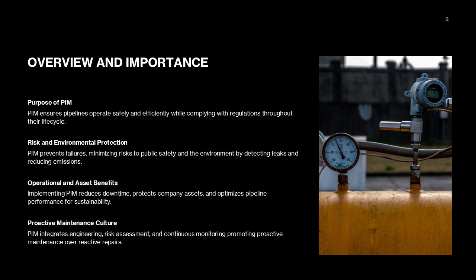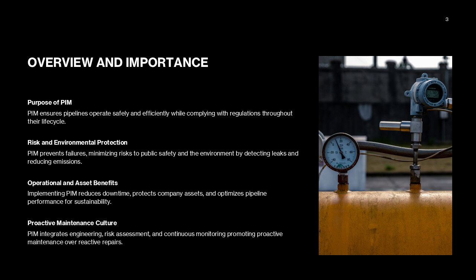Pipelines transport critical resources such as oil, gas, and water, and any failure can lead to catastrophic consequences including environmental pollution, financial losses, and reputational damage. Therefore, implementing a robust integrity management program is essential for operators to meet legal obligations, reduce downtime, and optimize asset performance. PIM also supports sustainability goals by reducing leaks and emissions, contributing to environmental stewardship.